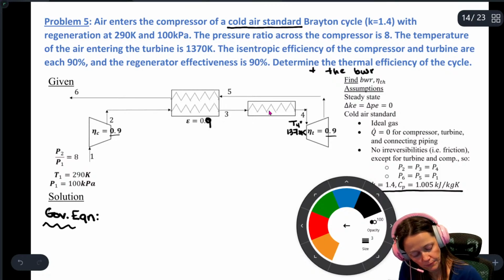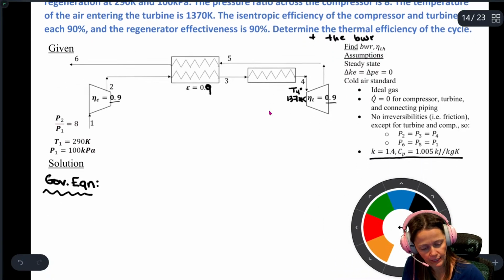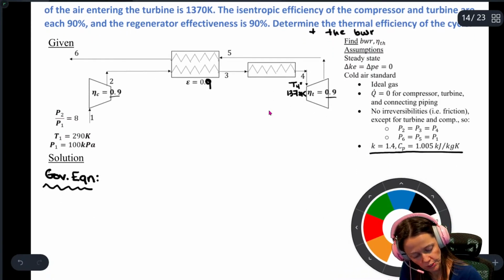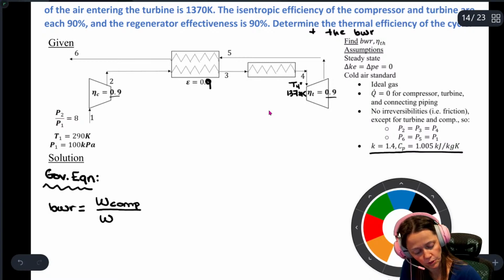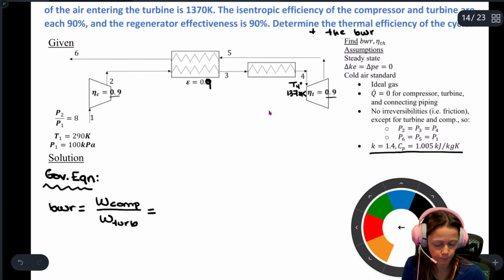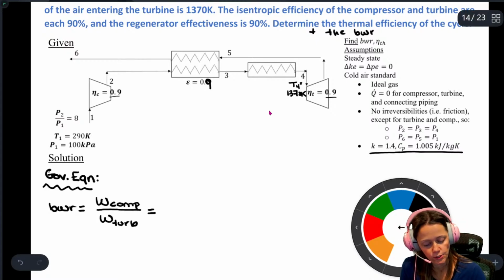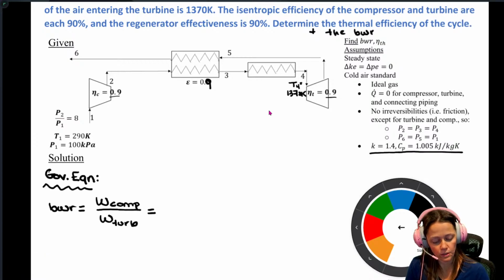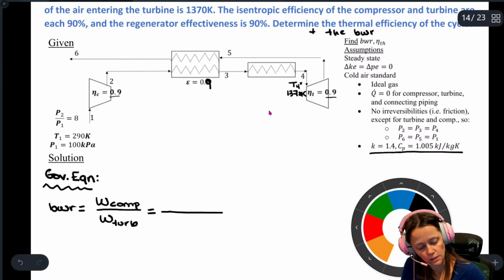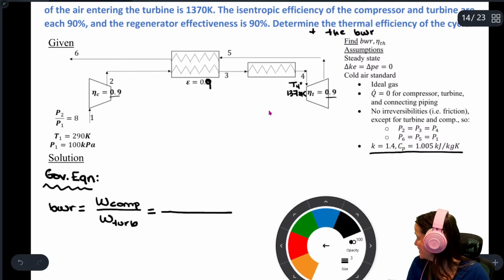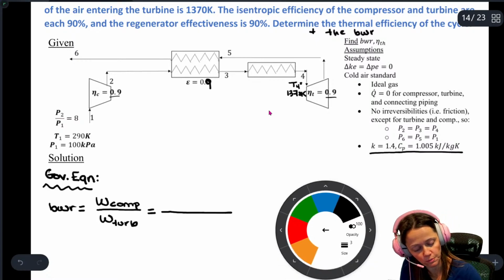All right, so our governing equations, I've got our back work ratio. So back work ratio is the work of the compressor, or compressors if you have multiple, over the work of the turbine. So for the work of your turbine.